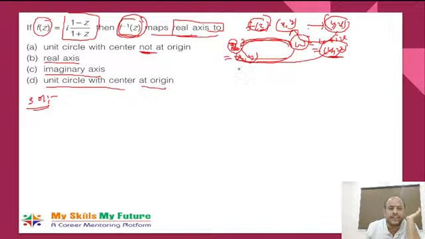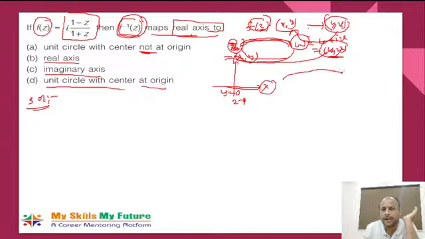But the real axis is given. Suppose I take the z plane. In the z plane, this is the x axis and this is the y axis, you know very well. This is the z plane. So this x axis is called the real axis. What is its equation? The x axis is nothing but y value equal to 0.